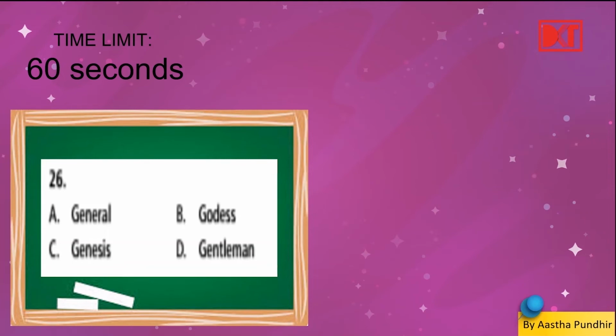Okay, here we have the incorrectly spelled word is B, goddess. Goddess is supposed to have a double D, so goddess is the correct spelling. The other words, general, genesis, gentleman, are correctly spelled.